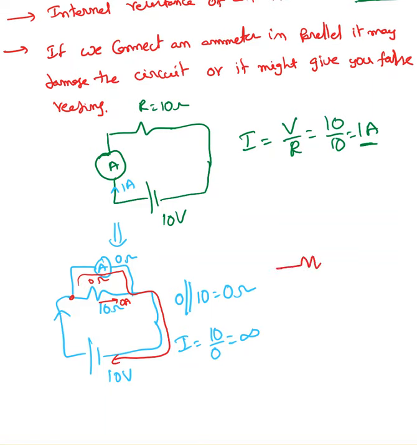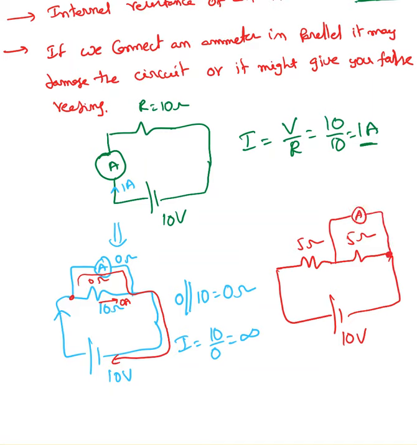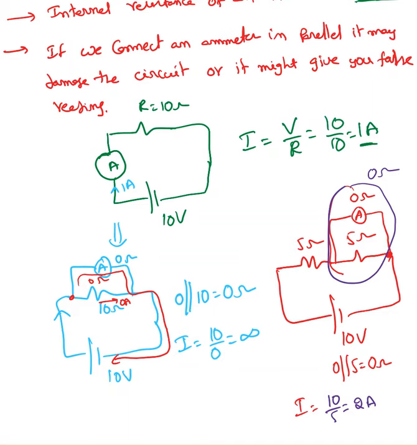Some other case, say for example, I have something like this: 5 ohm, 5 ohm, and then 10 volt. Now if I connect my ammeter in parallel, what happens? This has 0 ohm in parallel with 5. 0 parallel with 5 is 0 ohm. Now what is the current passing through this? I equal to, this whole resistance is going to be 0, so you will end up with only 5 ohms. 10 divided by 5, which is 2 amperes.